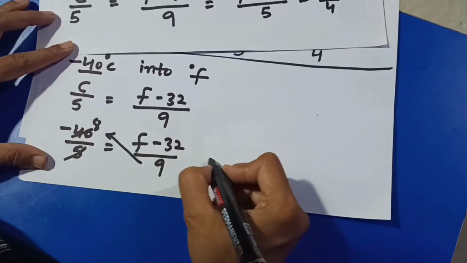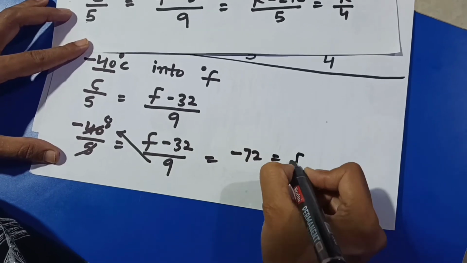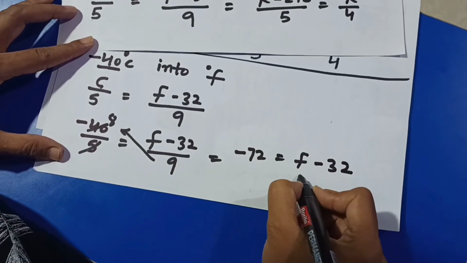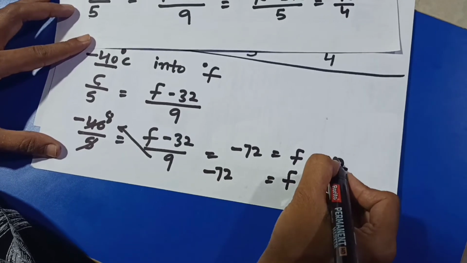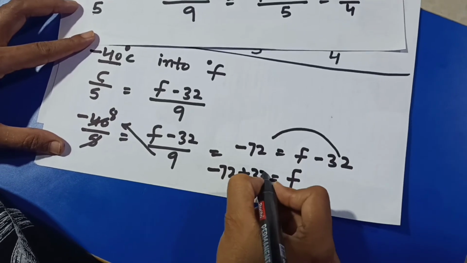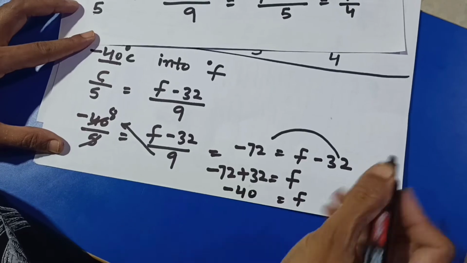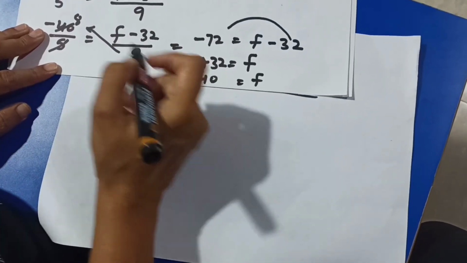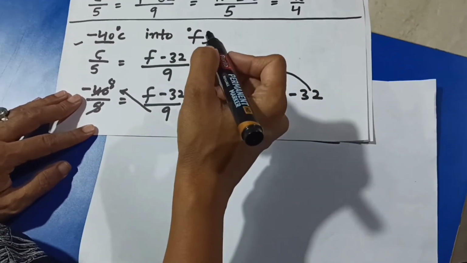Cross multiply. Minus 72 equal to F minus 32. We will bring this number to the left hand side. It will become plus sign. So F equal to minus 40. We see that we can convert one value into another value very easily.